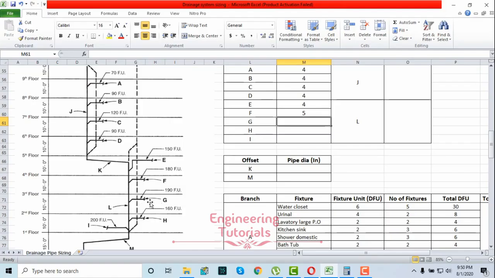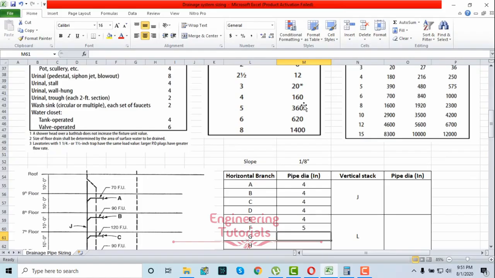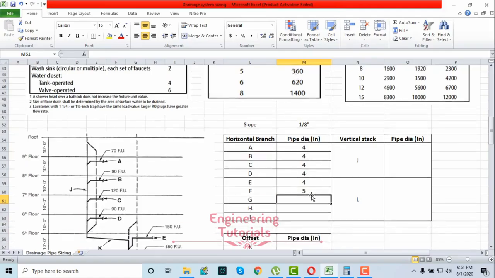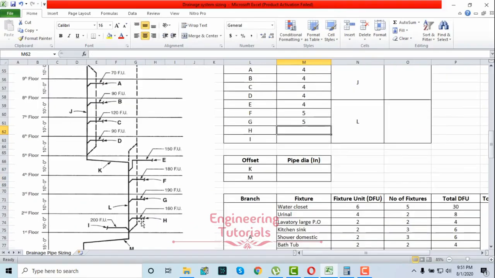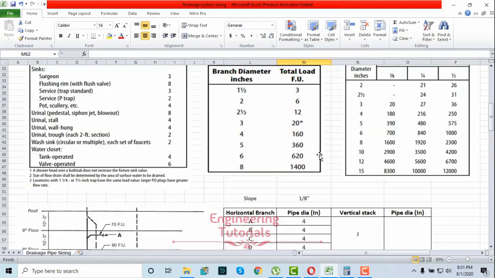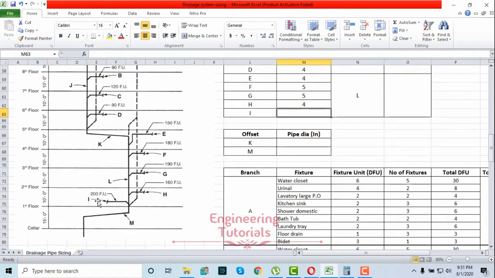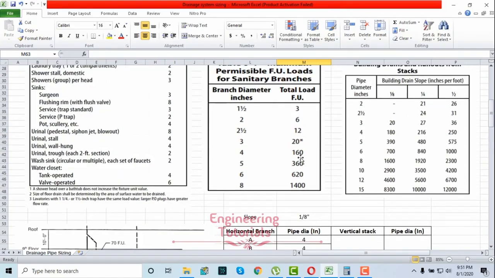And then we have branch G with 190 fixture units. In the same way you have to write for G, H and I. G is 190. 190 is less than 360, so we'll go for the higher value, that is 360, which is 5 inches. And H is 160. 160 here is 4 inches. And then I, you can see, is 200 fixture units. 200 fixture units is in between 160 and 360. So 360, that is 5 inches.